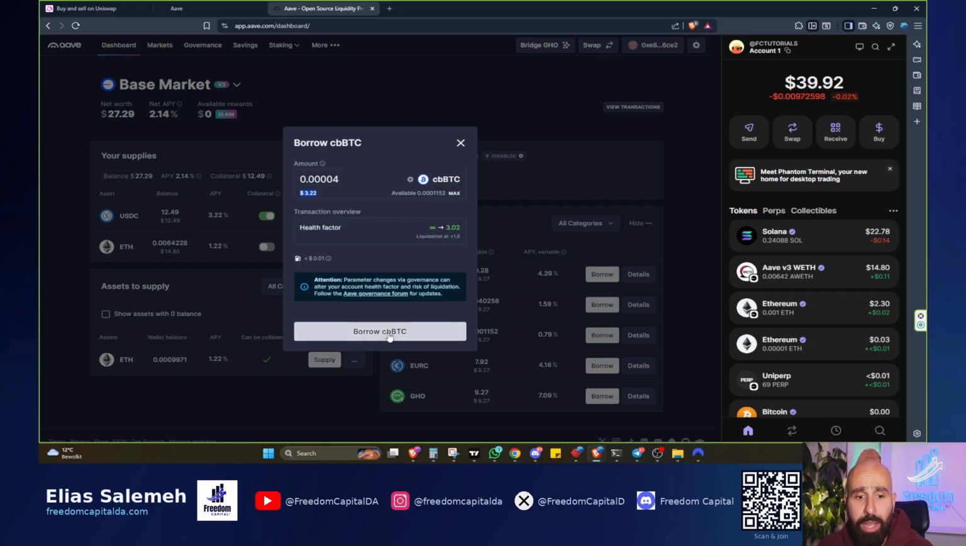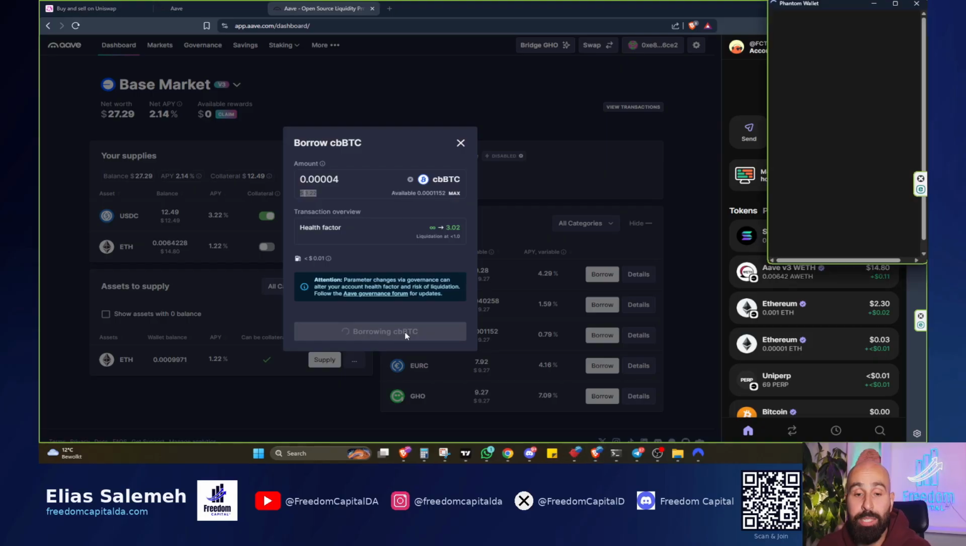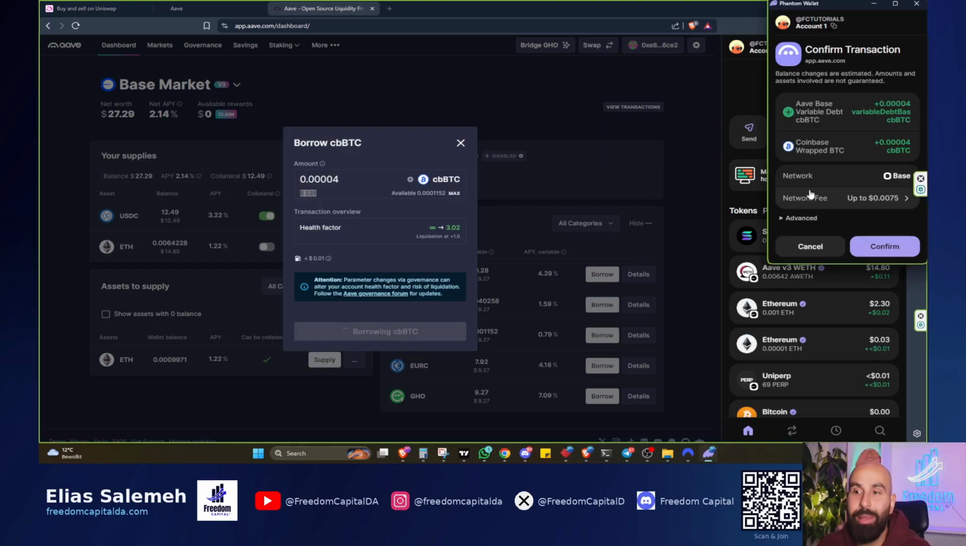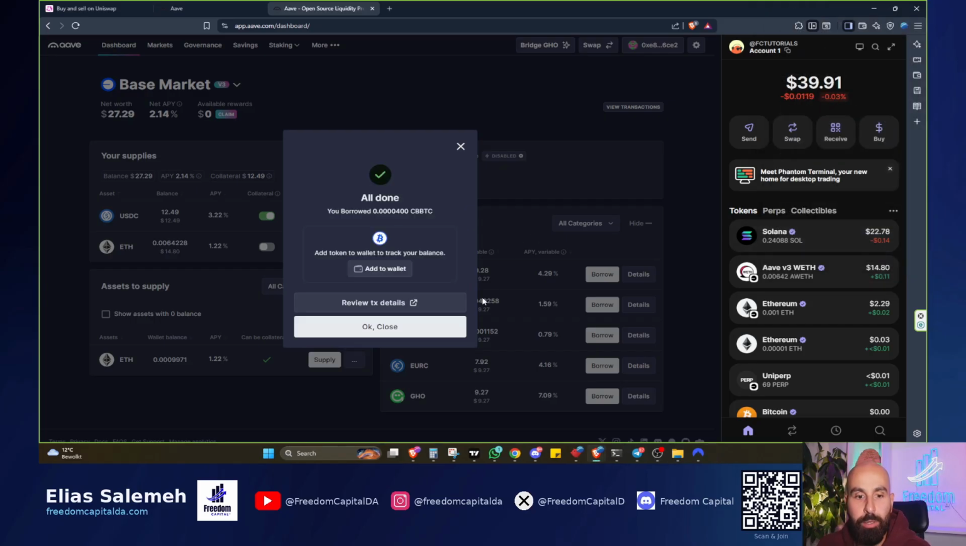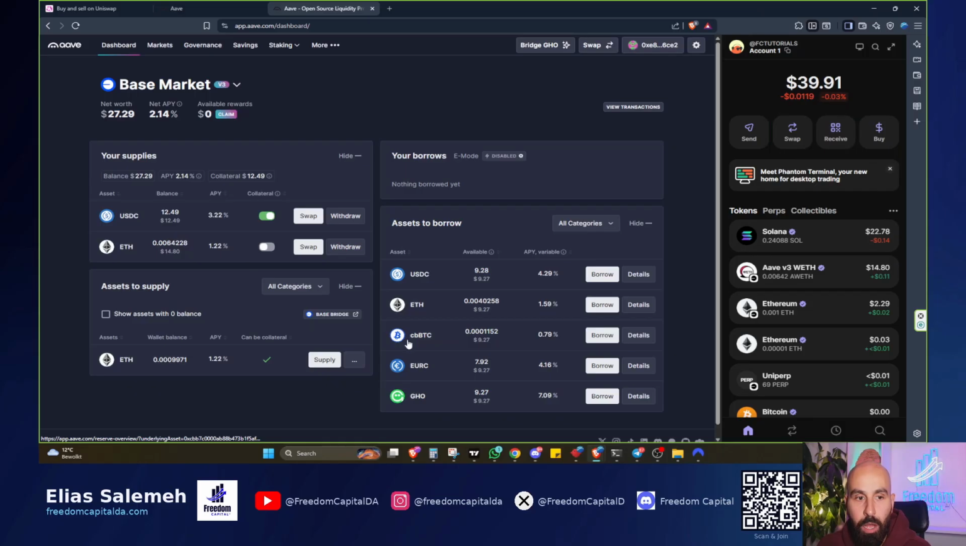So once I do so, I click on borrow cbBTC. This is Coinbase wrapped BTC. You can clearly see the transaction here, confirm, and I'm done. It's as simple as this. Right now, you can see that the Coinbase wrapped BTC is already available in my wallet.